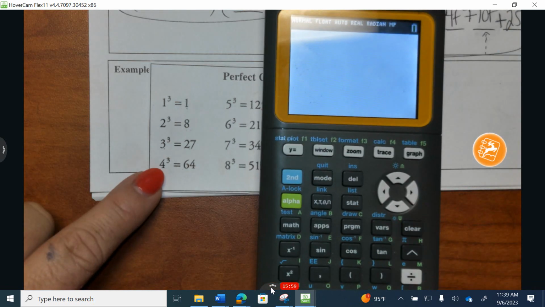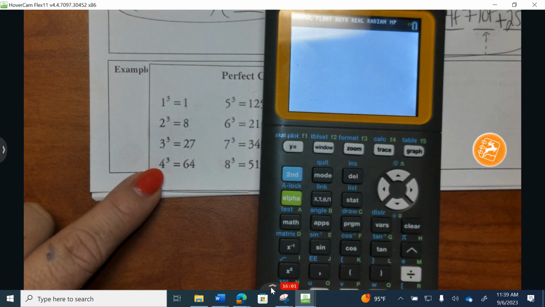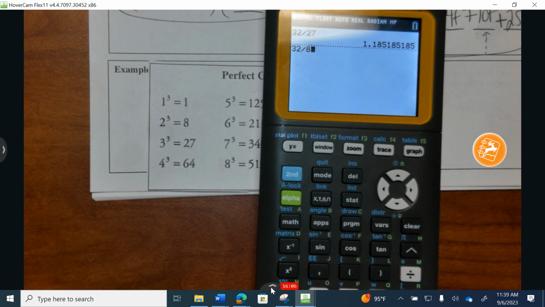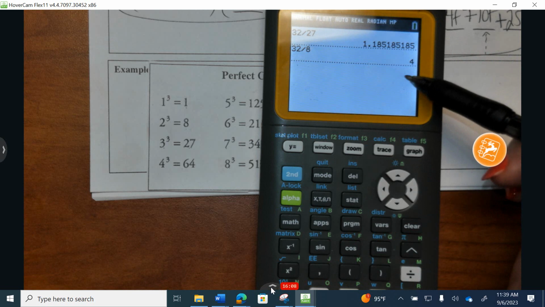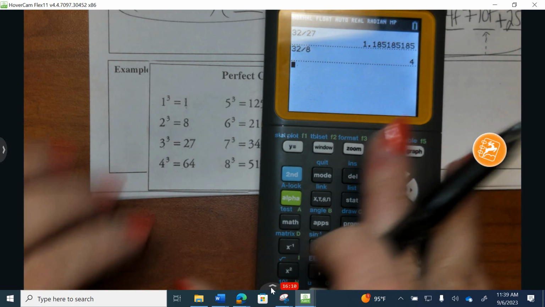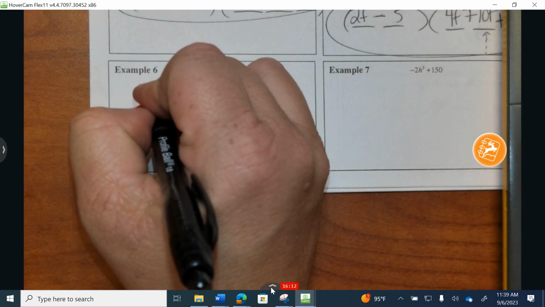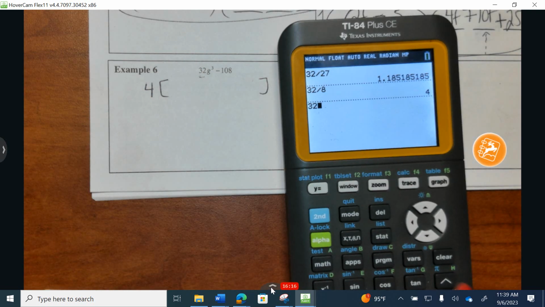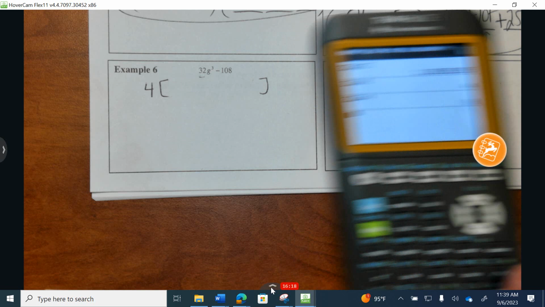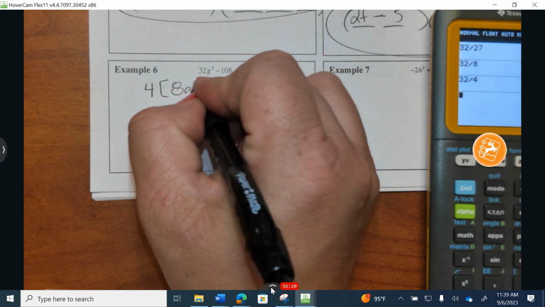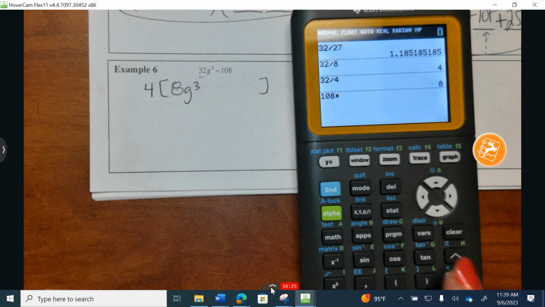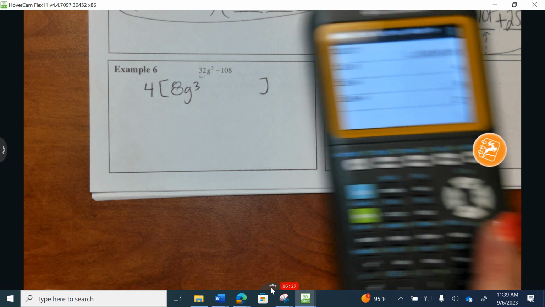So I take 32, and I divide it by 27. We don't get a whole number. Okay, got it. Then I take 32 and divide it by 8. It works. If it works, this is the number I'm going to try to factor out. So for this problem, I'm going to try to factor out a 4. 32 divided by 4 is 8. 108 divided by 4 is 27.